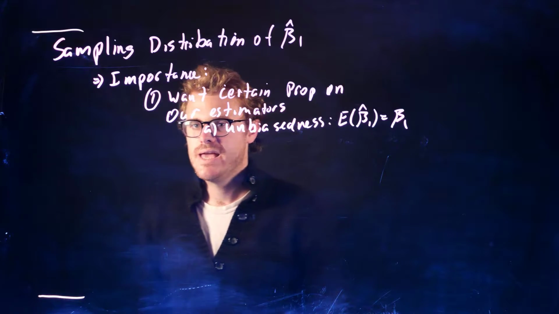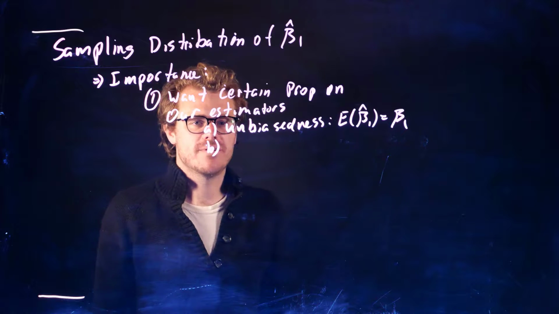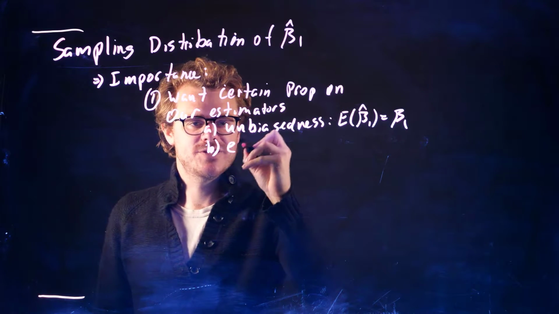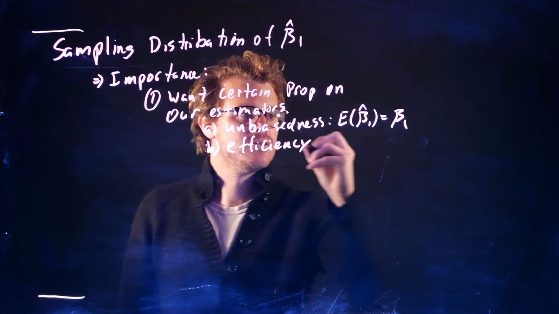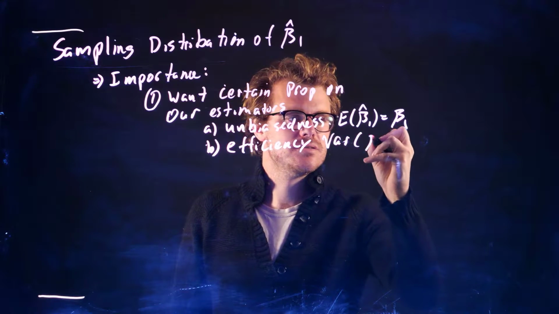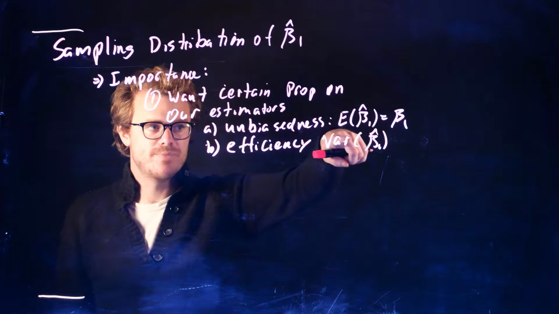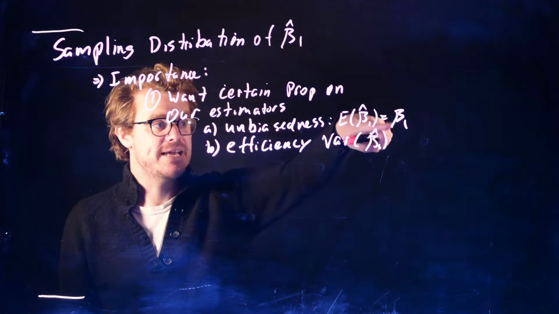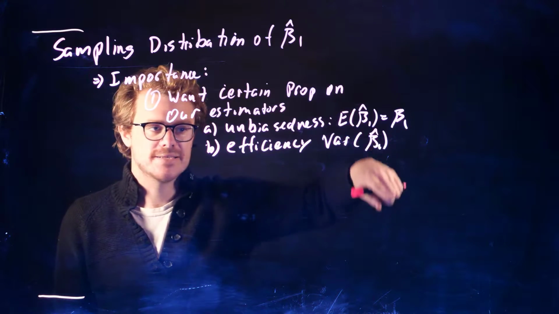1. And then secondly, the second one is efficiency. So remember, that has to do with the variance of beta hat 1. So we're going to need to find the expectation of beta hat 1, and hopefully it's going to be equal to the true value, so we get an unbiased estimator.